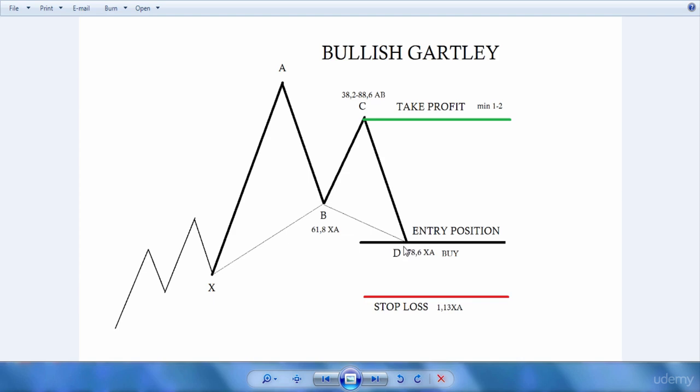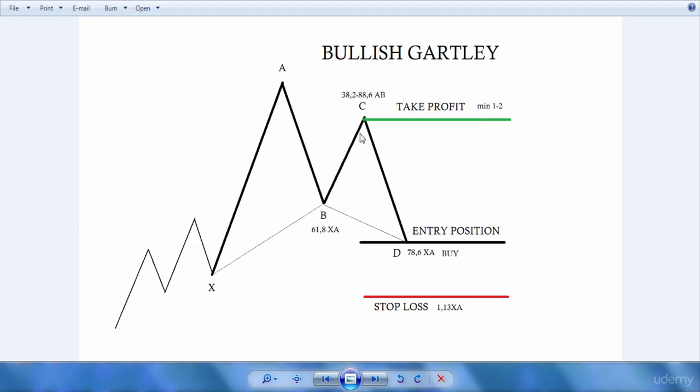It can be determined in 2 ways. The first way is to simply measure the Fibo retracement of 78.6 of wave XA, mark that level, and on that level make entry into the position. Another way is to measure the length of wave AB and replicate it as wave CD. The end of wave CD, or point D, is the level of entering into position.